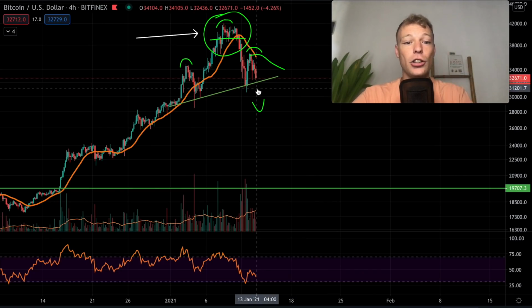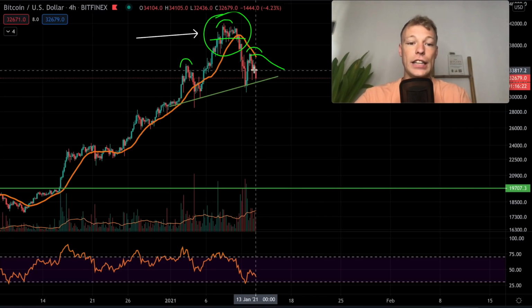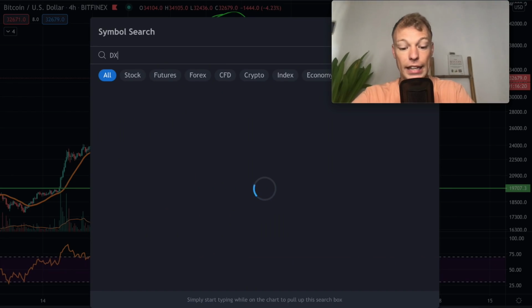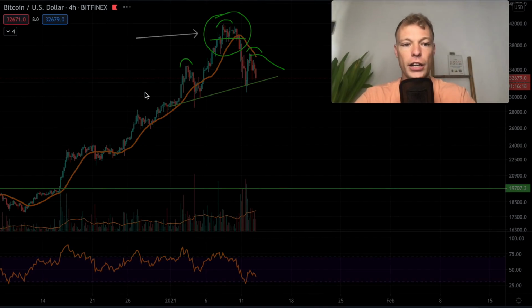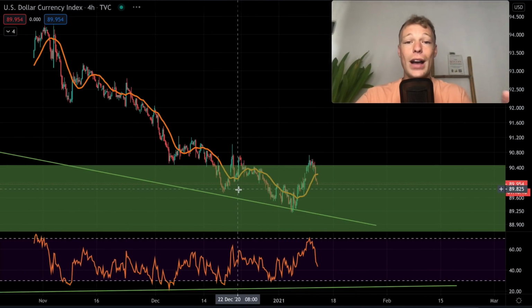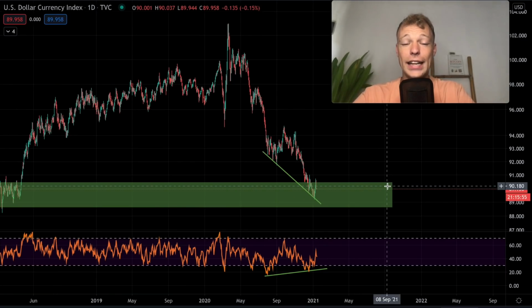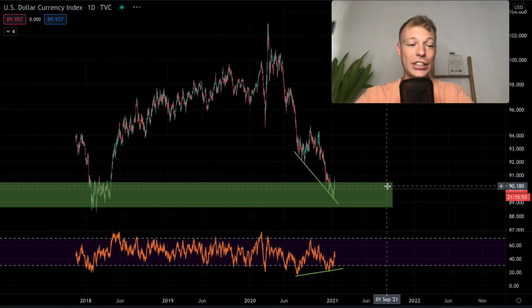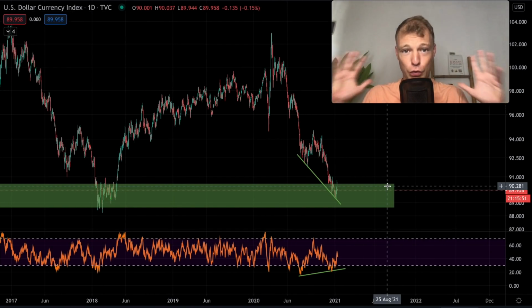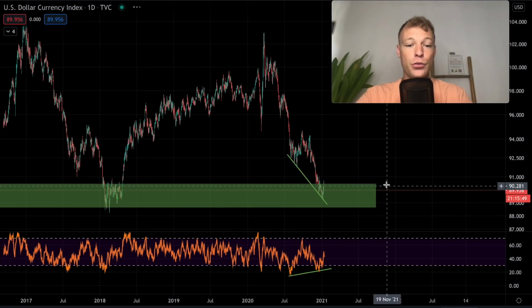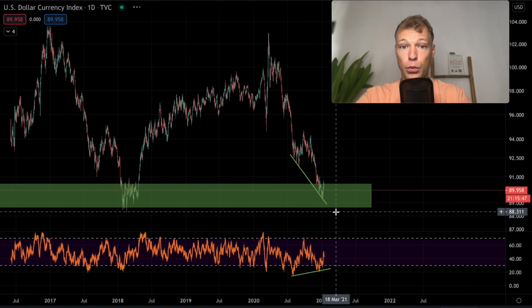Then guys, another reason why I think Bitcoin is able to see lower levels right here is due to this chart. We have been talking a lot about this chart. This is the US dollar index. And let's go right here to the daily time frame, guys. This chart has been so significant for the price of Bitcoin. And right now we are entering a very important support zone.